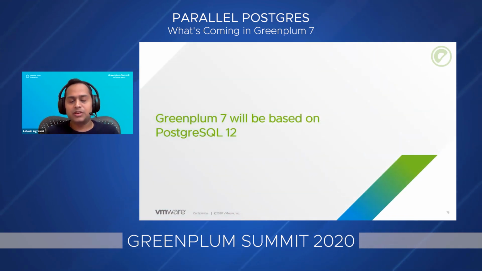One of the very exciting things the team wants to present is that Greenplum 7 will be based on Postgres 12. And Postgres 12 is the current version of Postgres. So this is a major, major milestone Greenplum 7 will have. We have been trying across releases of Greenplum to reach the current Postgres, and 7 will be the version where we will be shipping with Postgres 12.